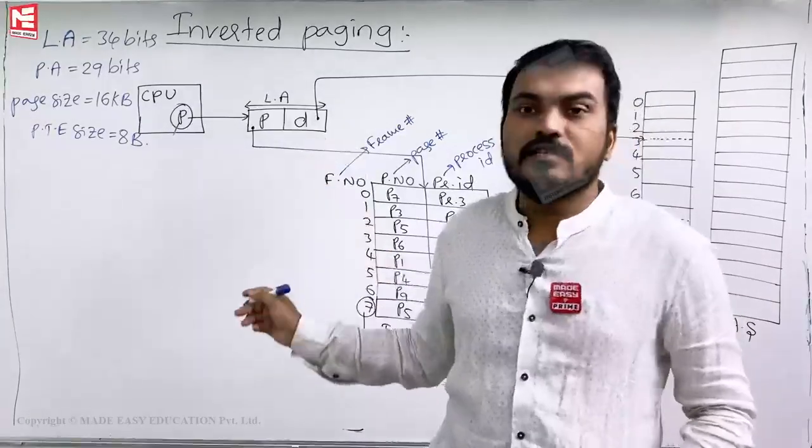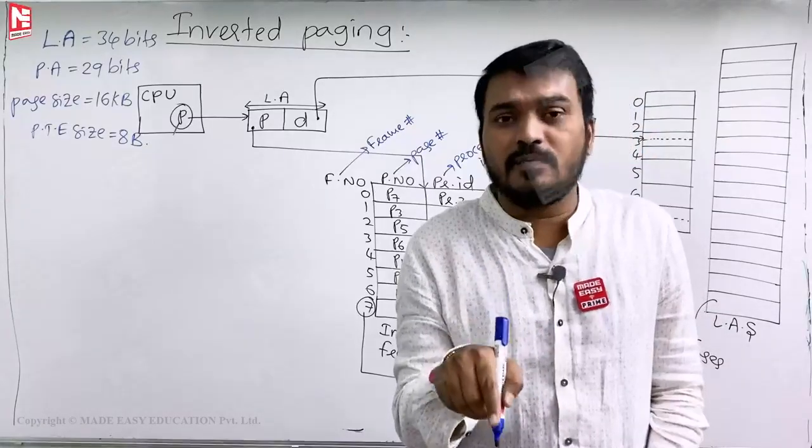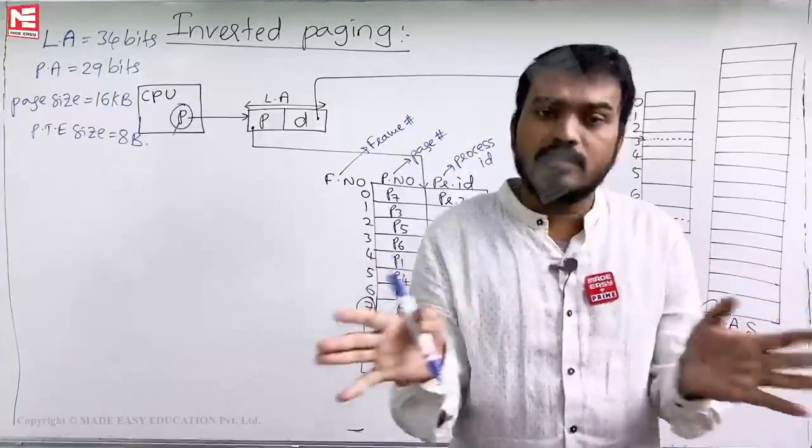But in the inverted page table, what's the difference here? In inverted paging, the number of entries will be the same as the number of frames in the PAS. So that is the difference between the two questions.